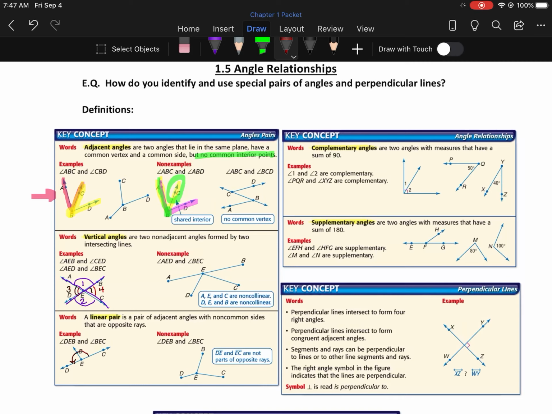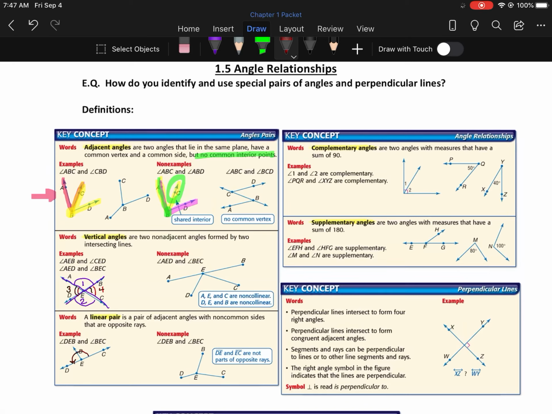Okay? The last two, I'm sure you're pretty familiar with, or at least maybe you've heard about them before, are complementary and supplementary angles. Complementary angles are two angles whose measures have a sum of 90 degrees. Complementary is 90 degrees. Supplementary are two angles with measures that have a sum of 180 degrees. So if I add the measures of their angles, it equals 180 degrees.